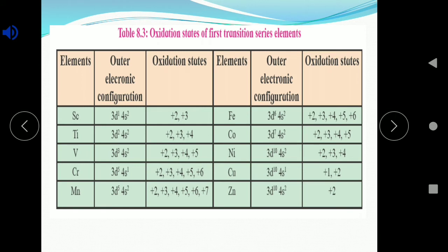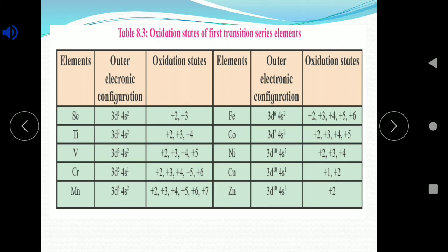these number of oxidation states, because all the 3d levels now are singly occupied, and 4s can also be donated, and then only 3d electrons can be removed. That means the variety of oxidation states shown will be more in case of chromium. Manganese in this series shows the highest number of oxidation states.